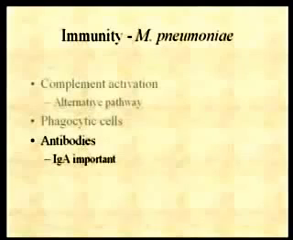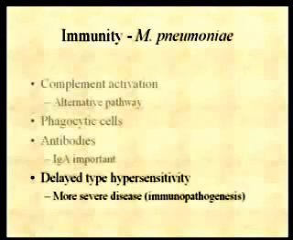Obviously, this is a respiratory disease, and so mucosal or local immunity is going to be important in protection against these organisms. But development of delayed type hypersensitivity is actually bad. Again, it speaks to the fact that there's a component of immunopathogenesis in this disease. So development of type 4 hypersensitivity is going to actually exacerbate disease.